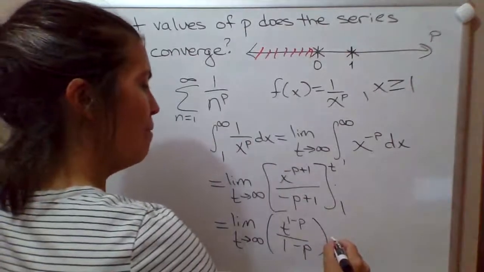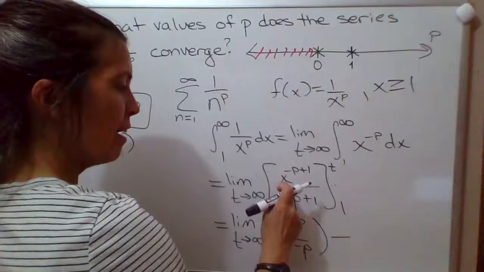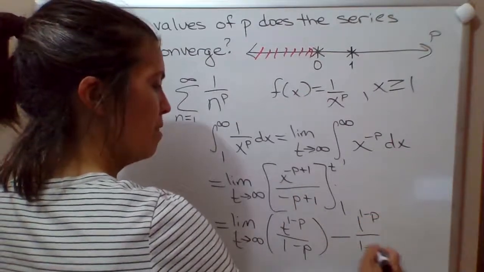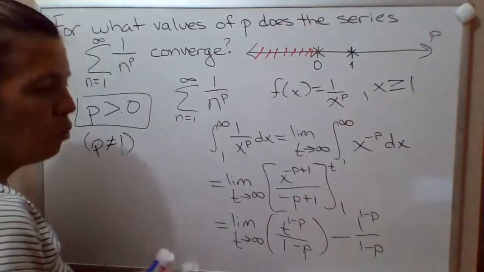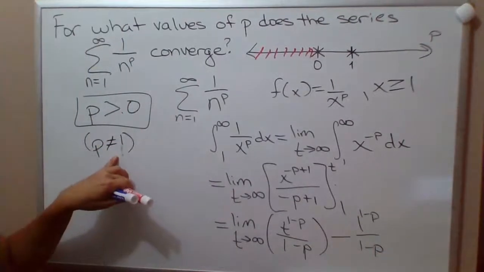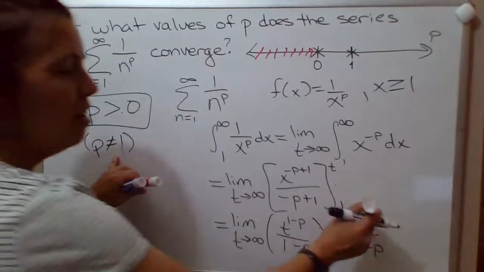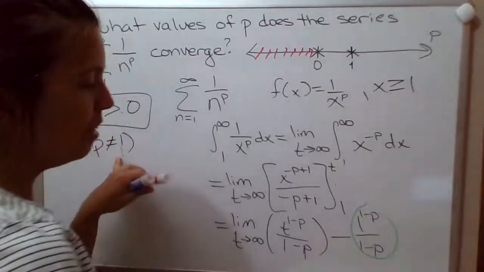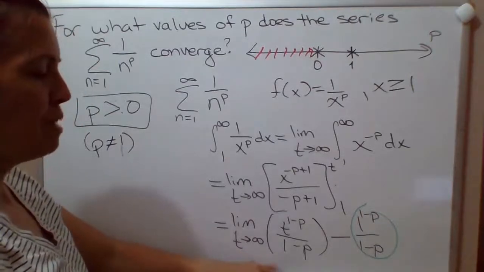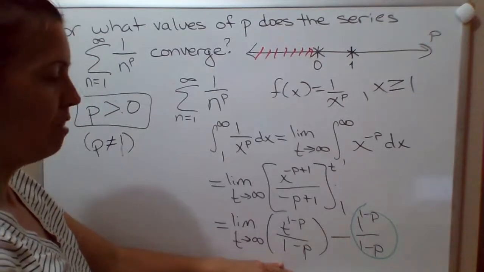Okay, minus, if I plug in 1 for x, I have 1 to the 1 minus p over 1 minus p. Whatever the value of p, keep in mind we already dealt with p equals 1, so it's safe to assume p is not 1. So this is some finite number here. And so the convergence or divergence is going to be determined by this limit.